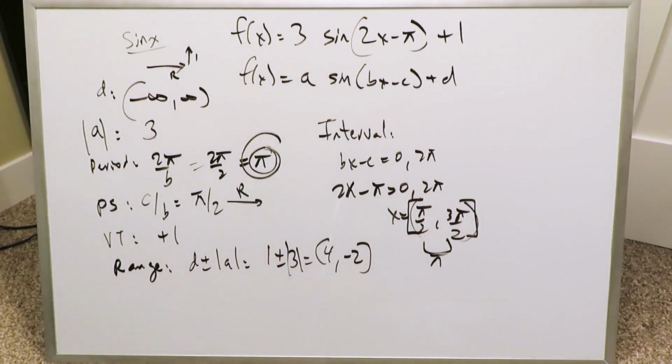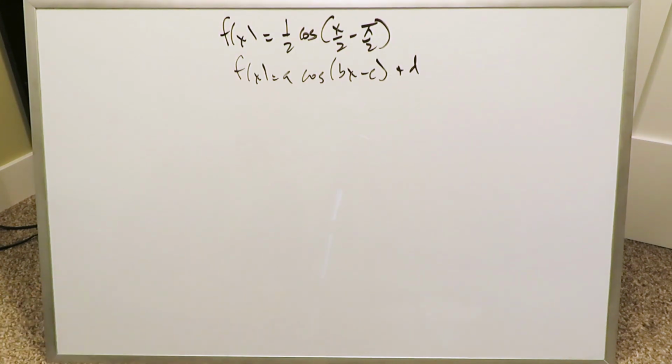Let's look at one more just for practice for this particular video. Let's look at this: 1 over 2 cosine of x over 2 minus pi over 2.